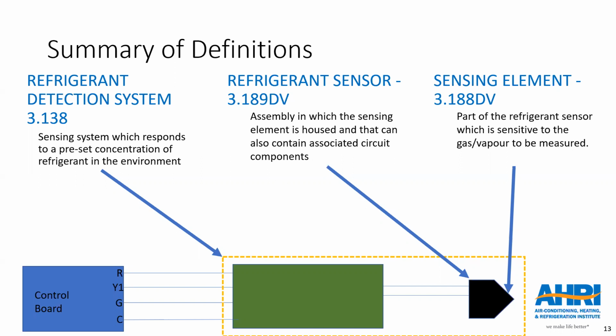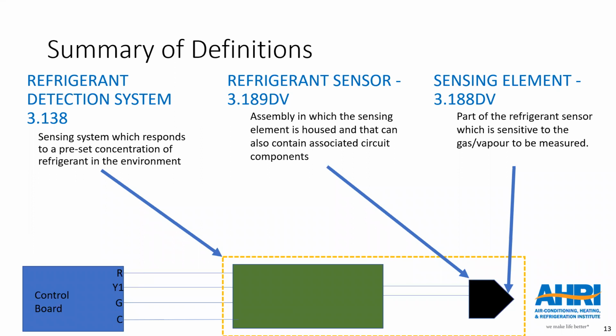Now, typically the refrigeration sensor is tied to a separate control board where there are components to interpret the element output and correlate to a refrigerant value. This is the overall refrigerant detection system. So everything inside the yellow box is the refrigerant detection system.